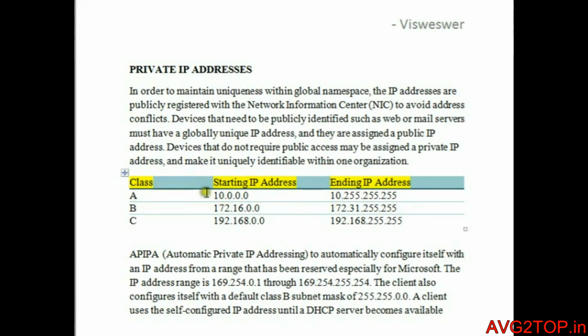to 255, and here it's 172.0 to 172.255, and class C 192.168, it starts from 0 to 192.168.255. So these are the ranges of private IP address.